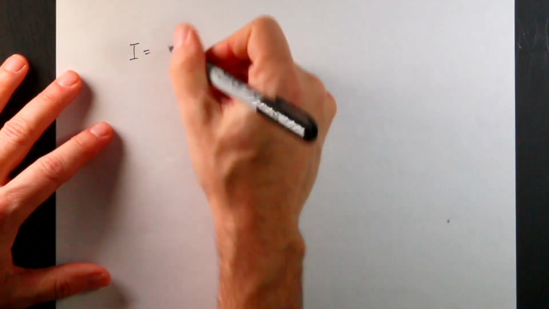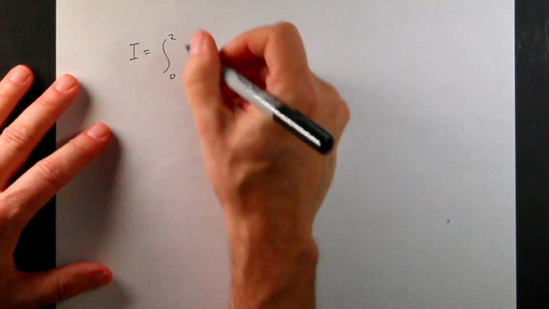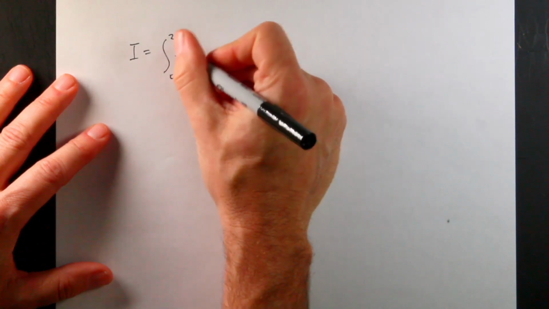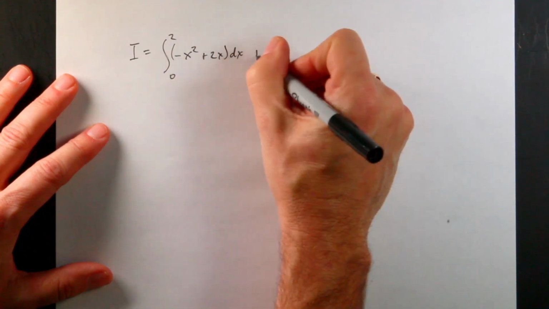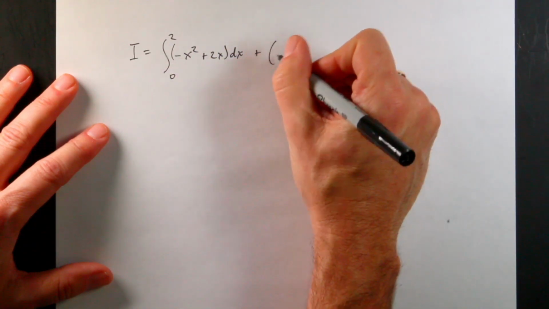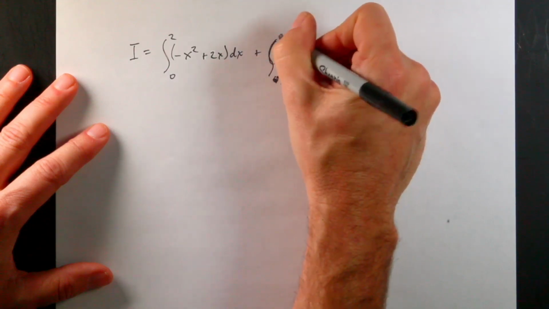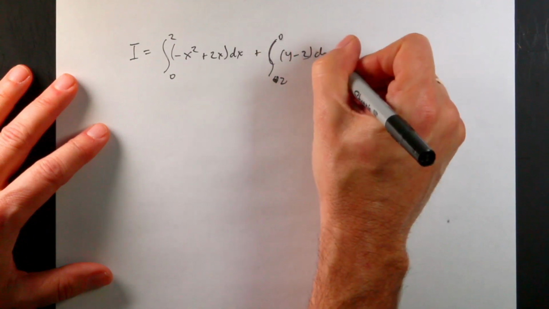I equals 0 to 2. This is integrating over x. I have negative x squared, I'll just leave it like that, plus 2x dx, plus the integral 2 to 0 of y minus 2 dy.